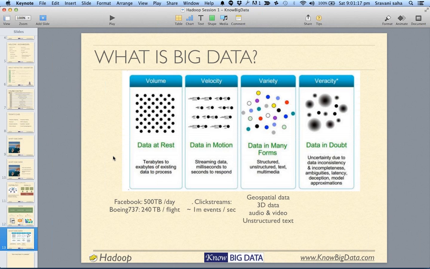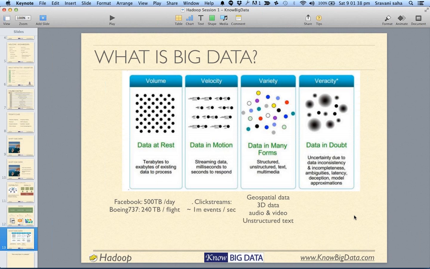Fourth one is veracity. Veracity is when, due to confusion or incompleteness of our investigation on data, we might end up with lot of data, lot of volume or velocity, and hence it could be a big data problem. Let's take one case of all.